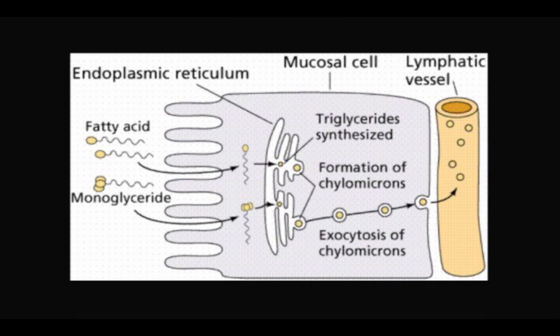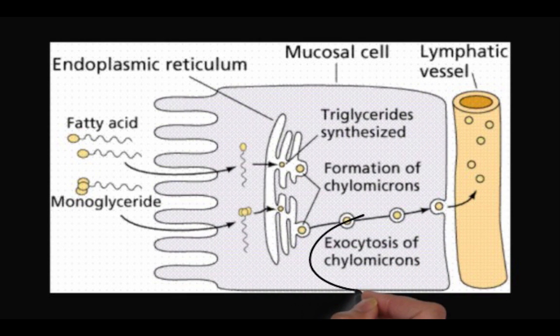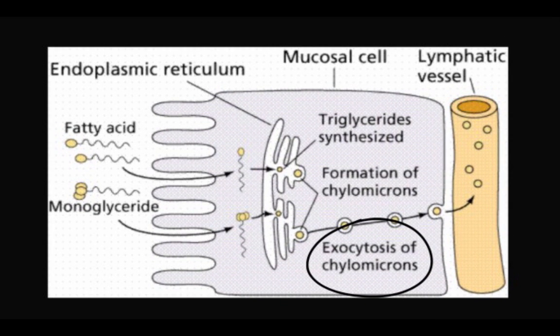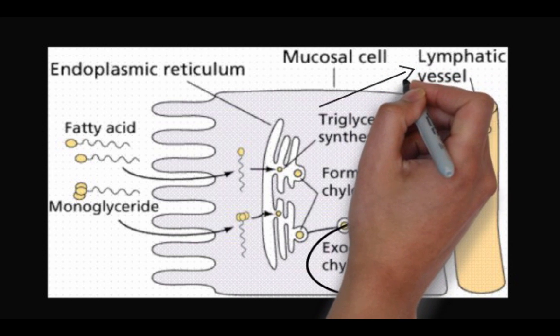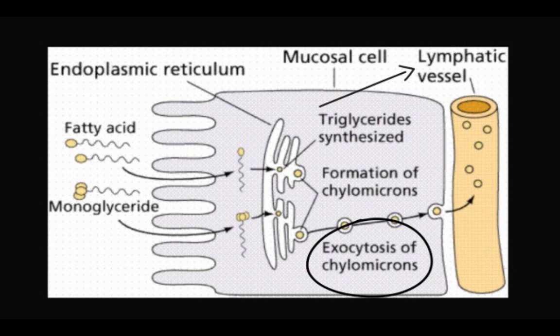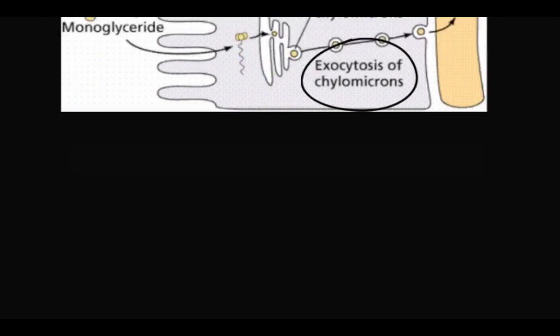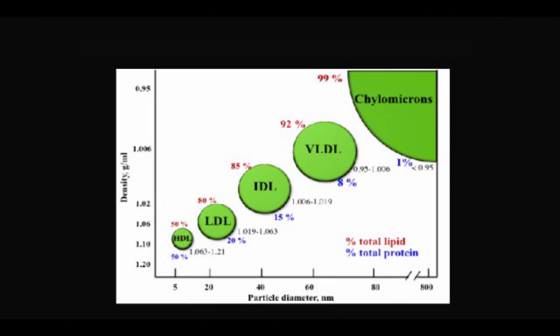Long-chain fatty acids reform triglycerides within the epithelial cells. The triglyceride, along with some cholesterol, protein, and phospholipids, are encapsulated into a large structure called a chylomicron. Chylomicrons exit the epithelial cells by exocytosis and enter the lacteal located in the middle of each villus. The lacteals are connected to lymphatic vessels that enter the venous circulation en route to the heart.